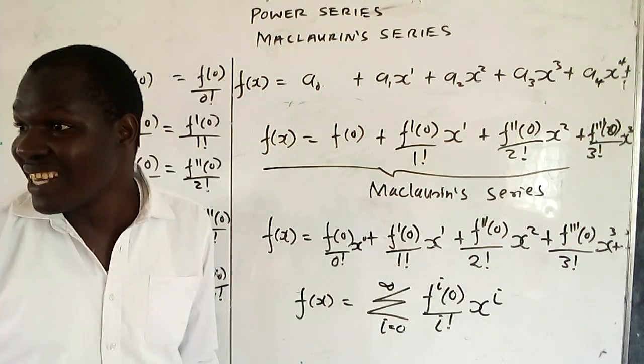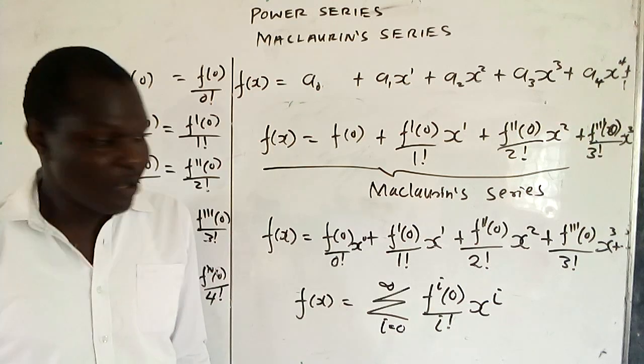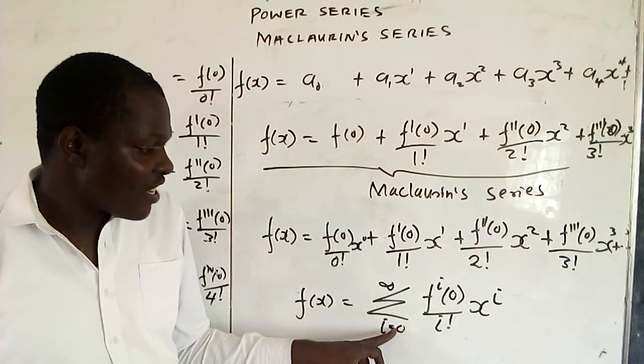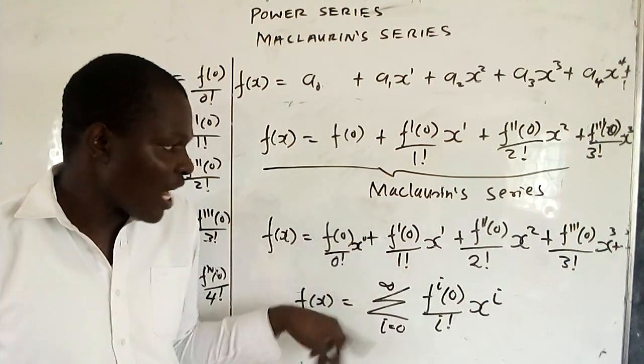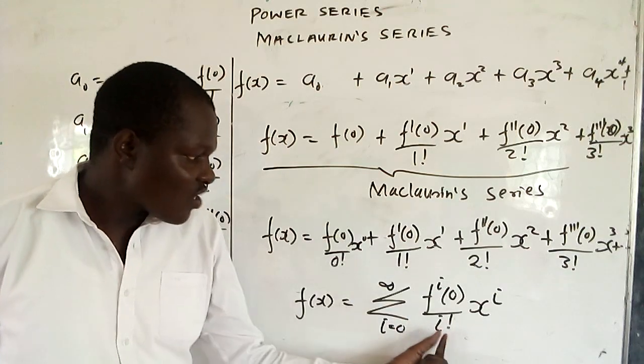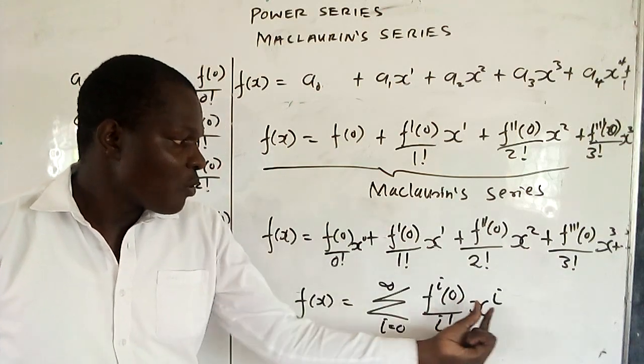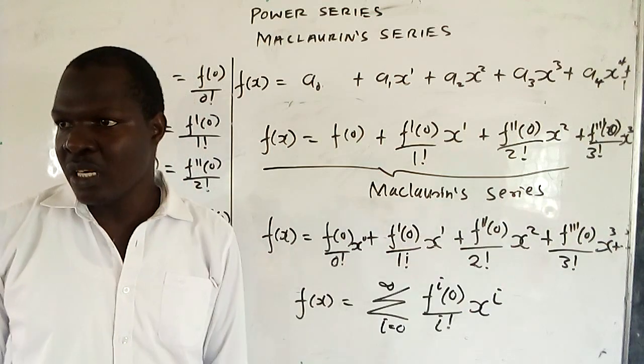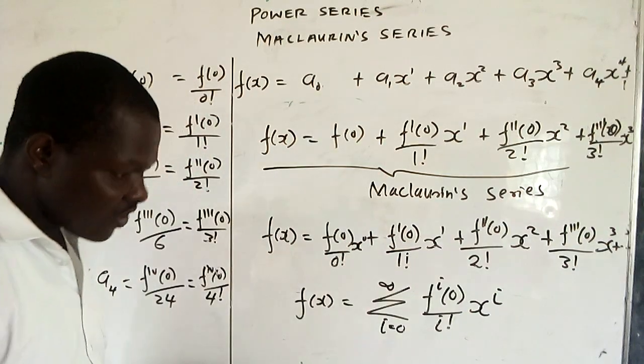It's just f of 0, isn't it? Are we together? Yeah. It means you've not differentiated. When i is 0, your x is raised to power 0, like that, in that order. When i is 1, 1 factorial over f prime of 0, x raised to power 1, in that order, isn't it? Yeah. That is how to represent it in summations.